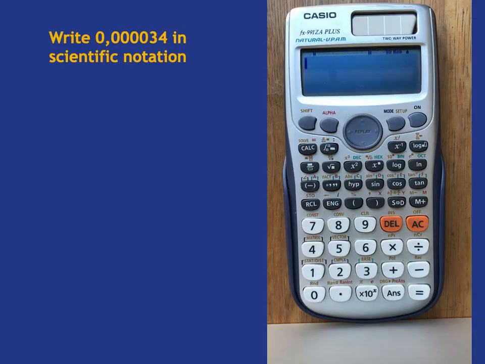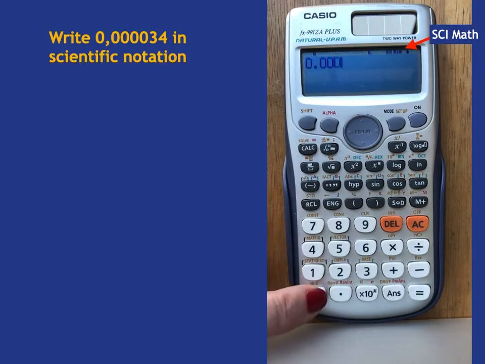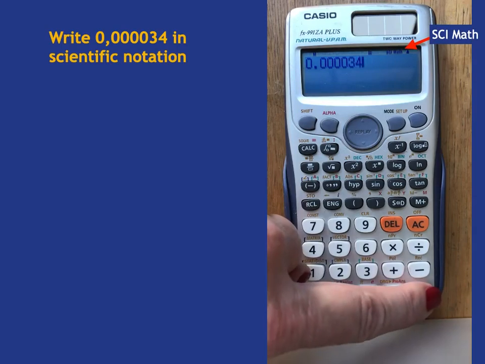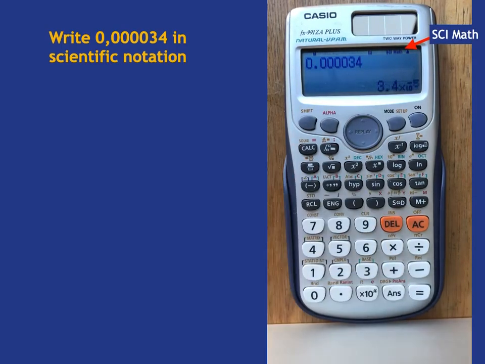Another example, if I wanted to write 0,000034 in scientific notation, I can do this on my calculator. First step is always just to make sure I'm in that scientific notation mode, otherwise it's not going to work. And then I go ahead and type it in, and I press equals. Now notice here it gives me a fraction, so I just need to hit that SD button to turn it into the form I want. So the only addition in this example, when you're doing small numbers, it's going to give you a fraction, and then you hit the SD button to get it into scientific notation.